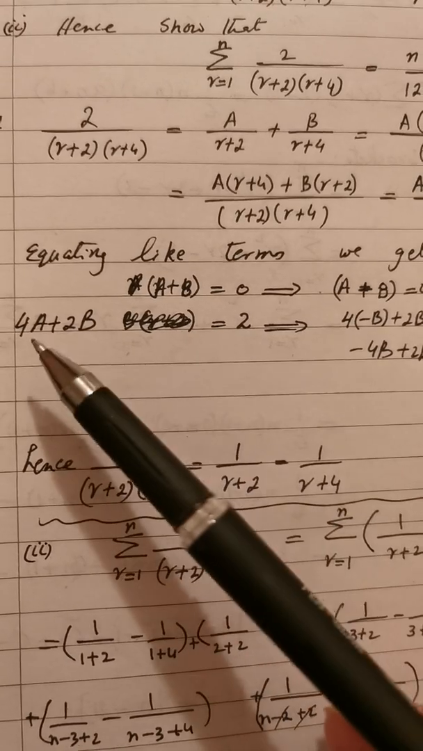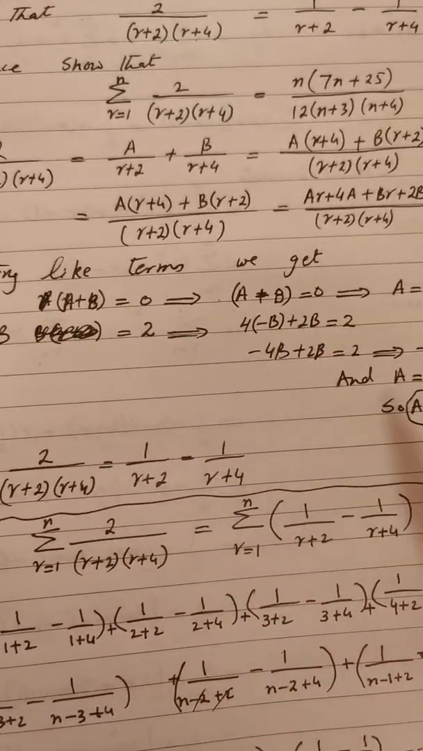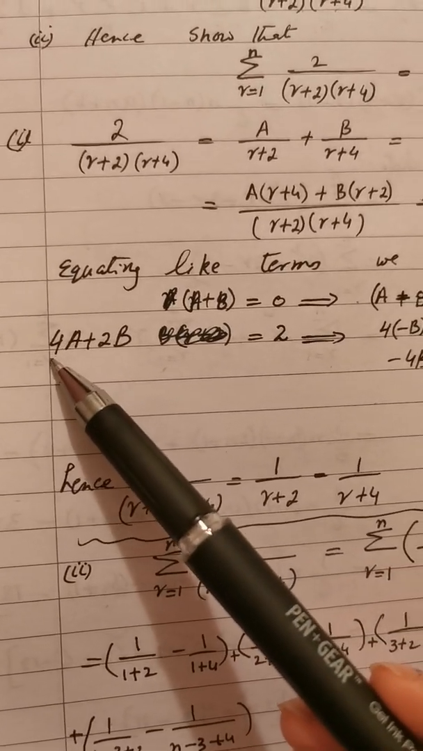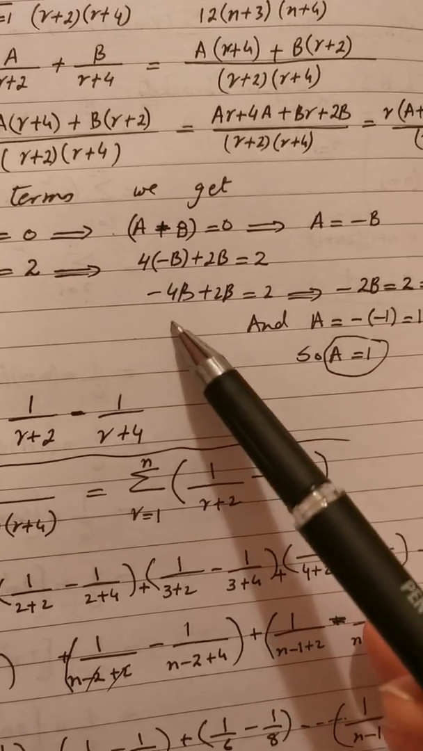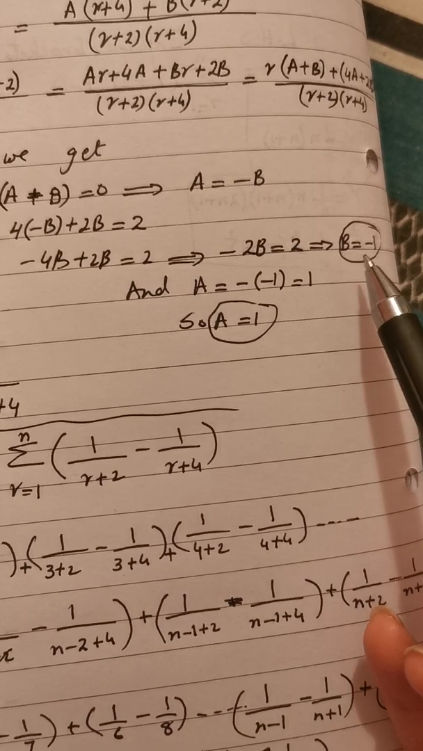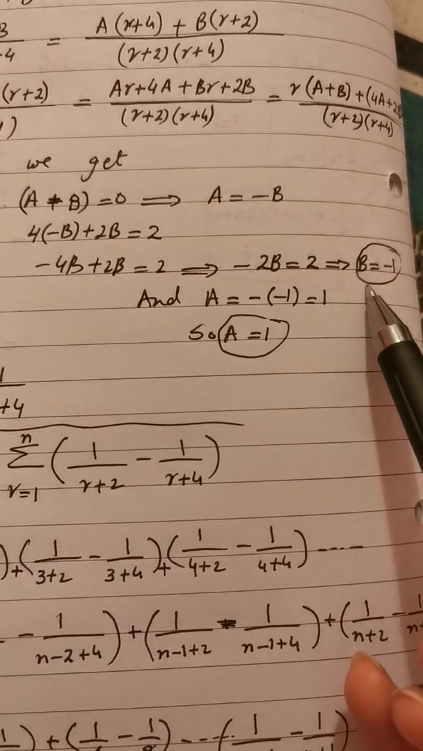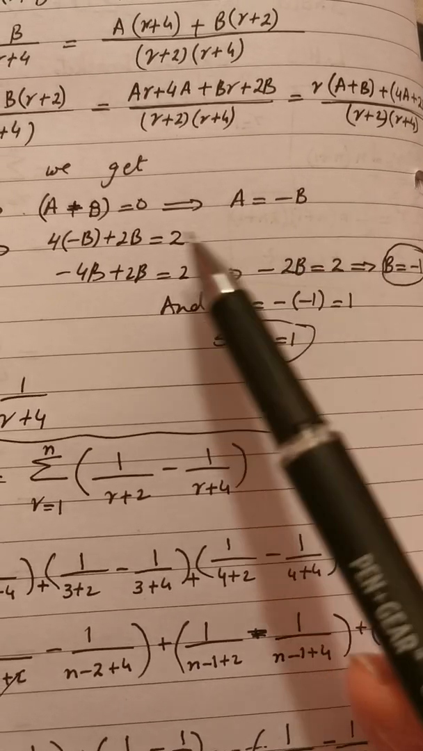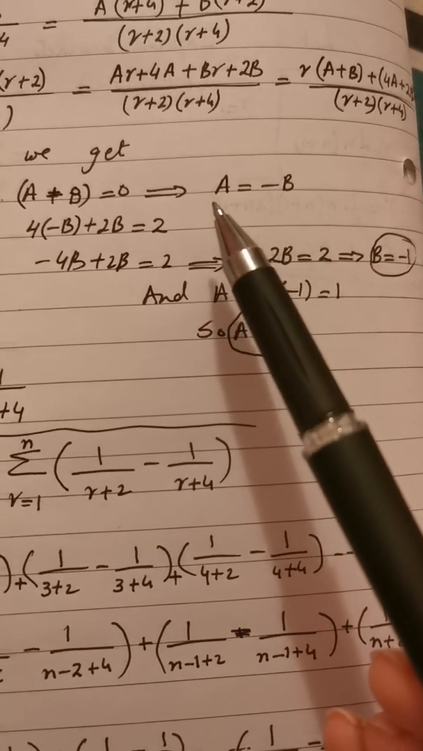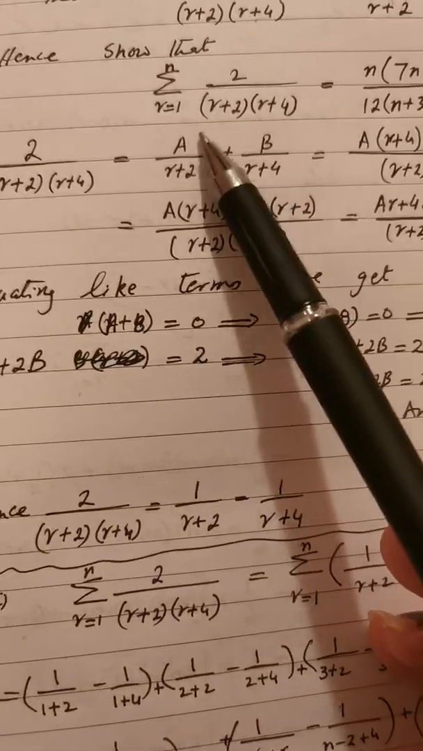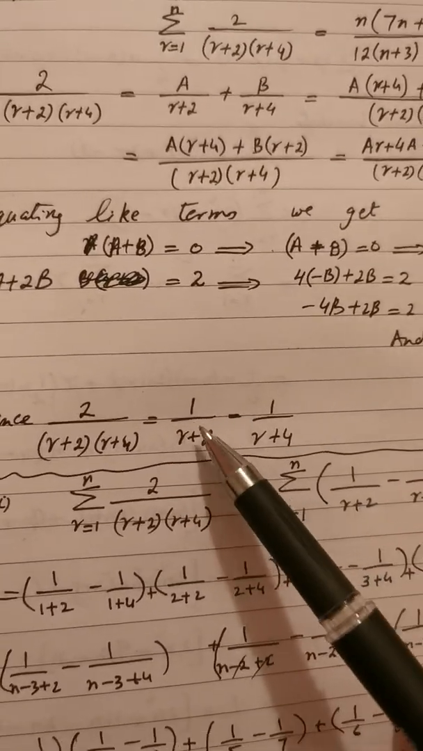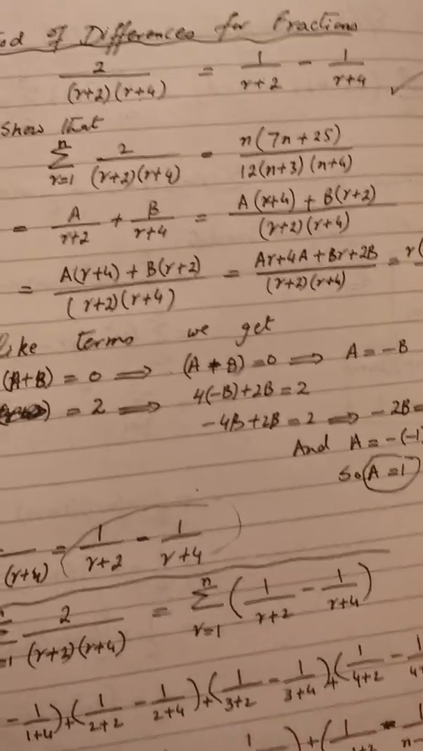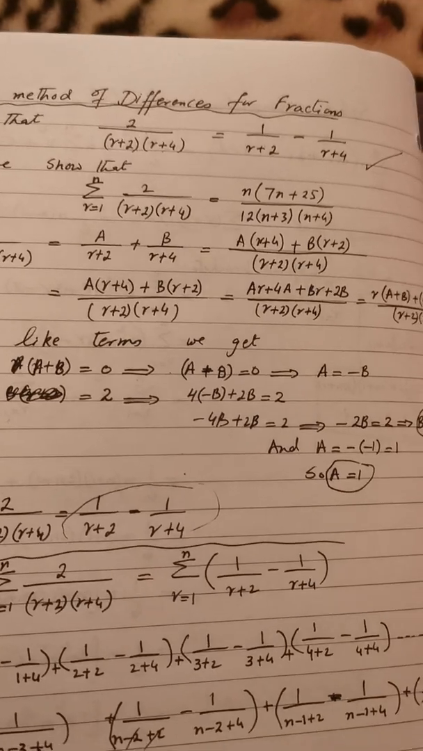So 4a plus 2b is equal to 2. In the first part we got a equals minus b, so I will apply this value of a here. This will become minus 4b plus 2b, and then the expression will be in b form, and you will get the value of b. Now b is equal to minus 1, and we will put this value of b here to get the value of a. So by simplification we get the values of a and b. We just put these values of a and b in this equation, and then this form is equal to this form. In this way we show that our left hand side is equal to the right hand side.